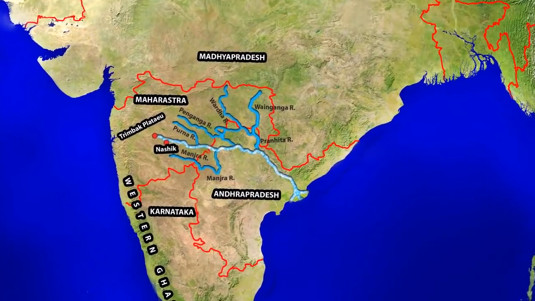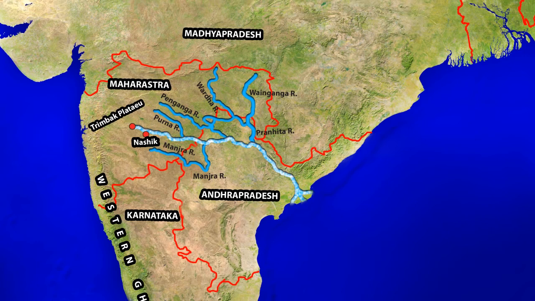The Godavari. The Godavari originates in the Trimbak Plateau near Nasik in Maharashtra. Its right bank tributary is Manjara, and the left bank tributaries are Purn, Vardha, Pranhita, Venganga, and Penganga rivers. Originating in the Western Ghats, it flows eastwards across the Deccan Plateau between the states of Maharashtra and Andhra Pradesh. It then crosses Andhra Pradesh and turns to flow in a southeast direction. It finally drains into Bay of Bengal.